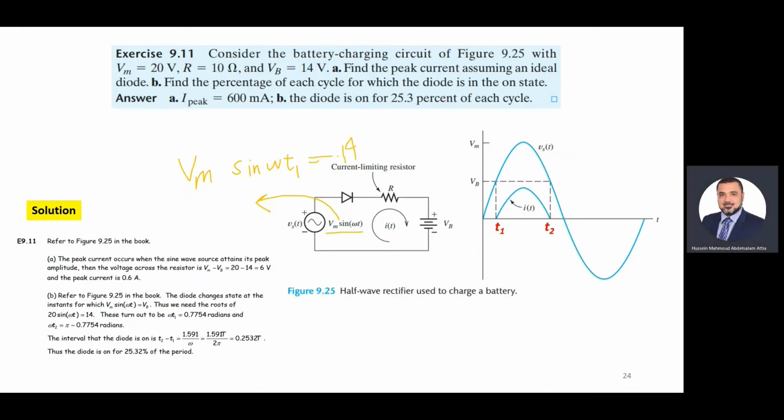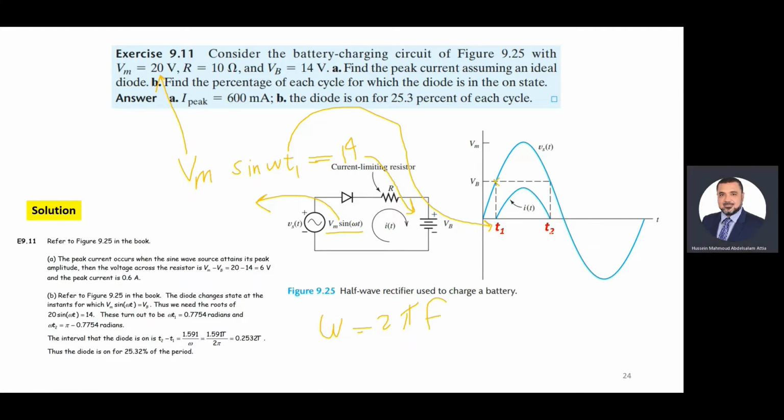When Vs equal, this is the time T1 is the time here. When V input equals Vb, and Vb is 14. 14 is Vb. V maximum is given as 20. So we have one unknown, like T1. Omega is 2 pi over T or 2 pi F. F is 1 over T.